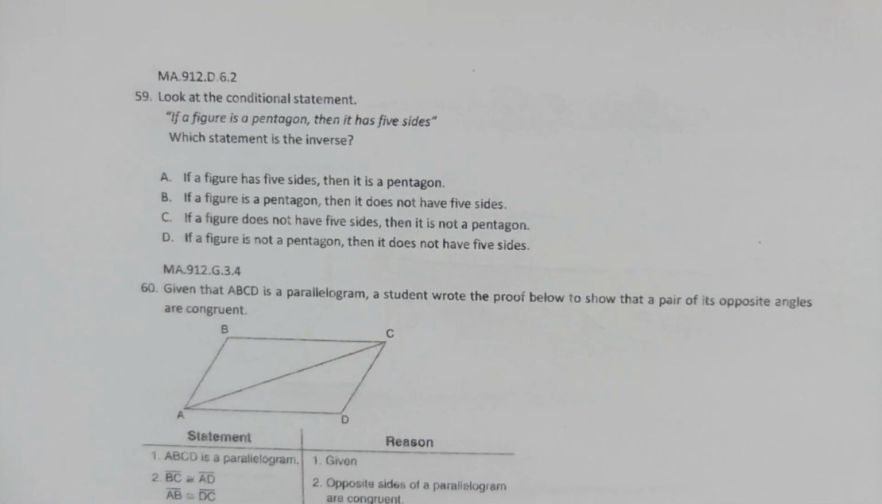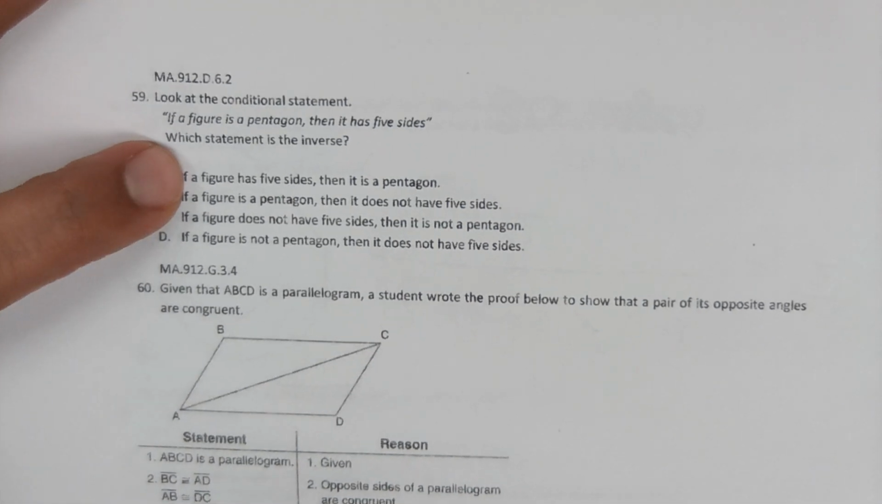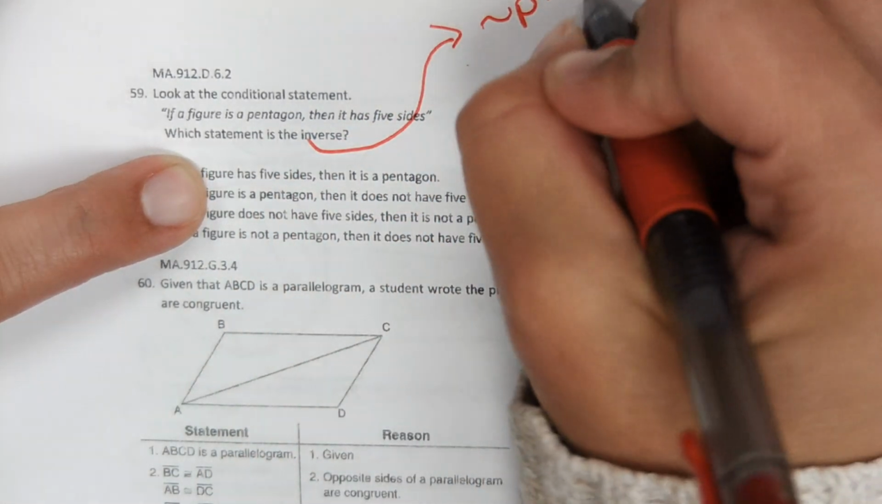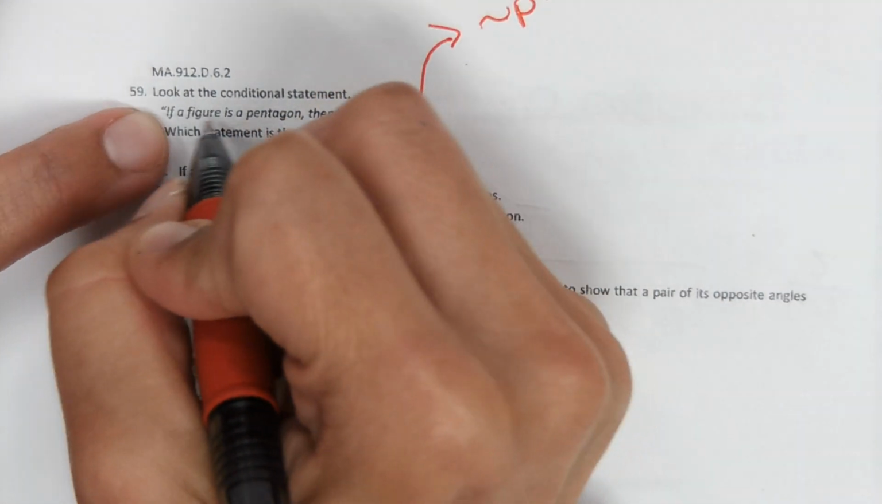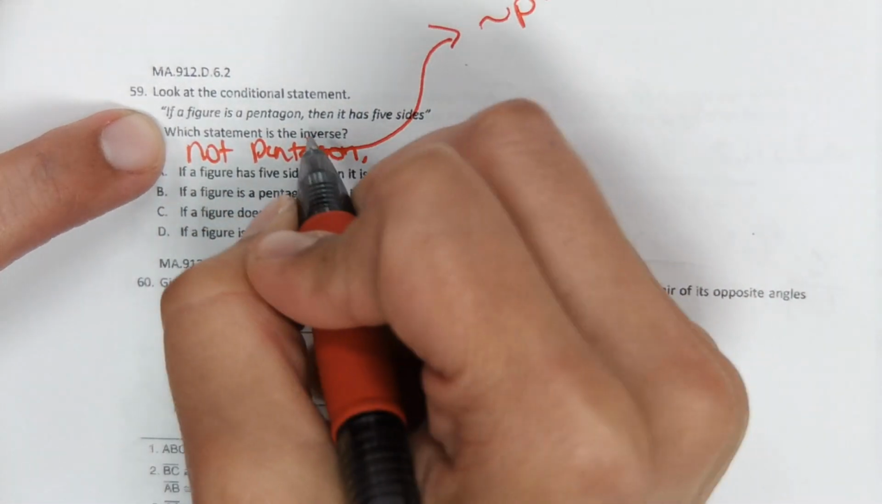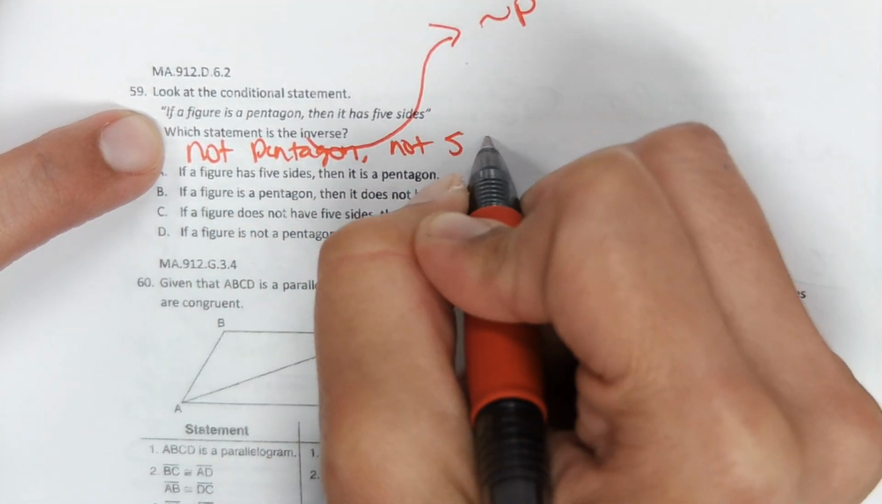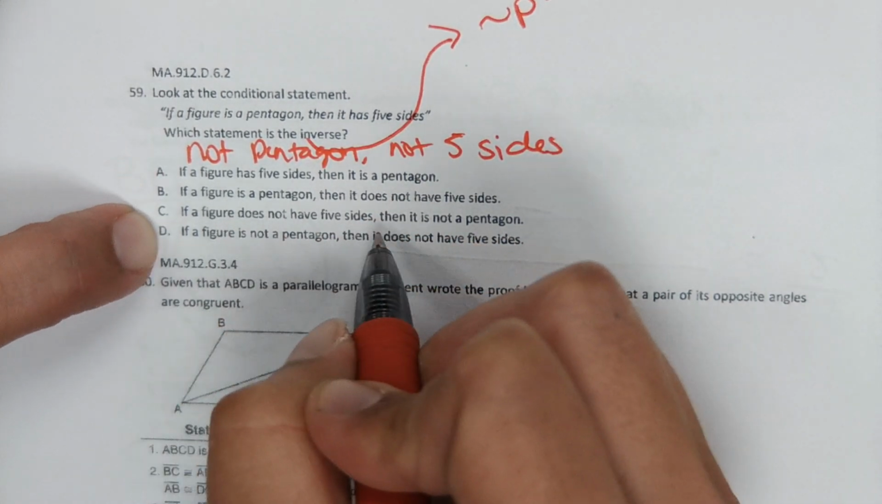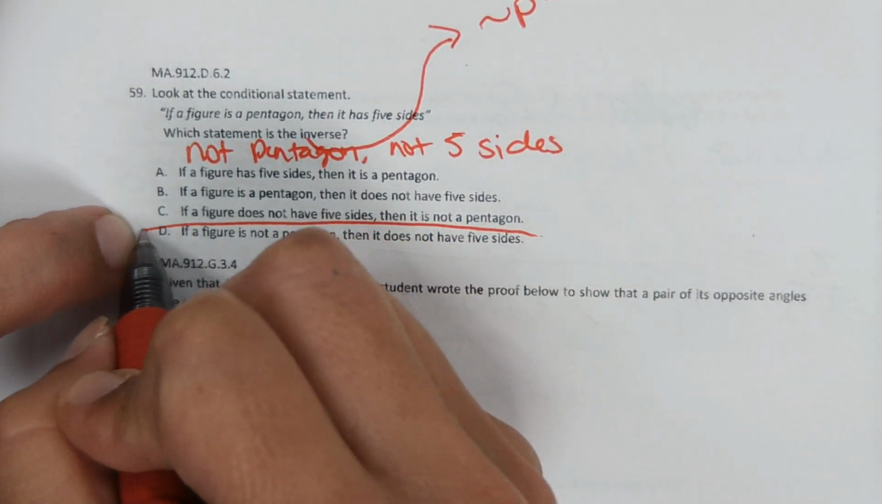Okay, another one of these conditional statements that says, what is the inverse? The inverse, again, not P to not Q. So I'm looking for not pentagon, then not 5 sides. That's what I'm looking for. So, D.